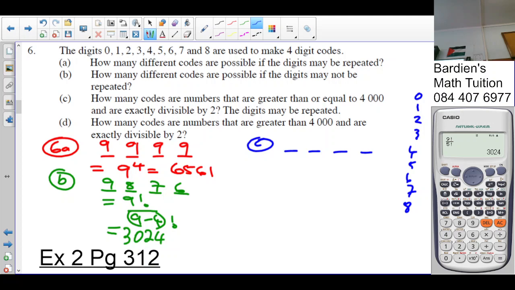Can the first number be 0? No. Can it be 1? No. 2? No. 3? No. So if the first number is 3, it's going to be 3,000 and something. If the first number is 0, it's going to be in the hundreds. If the first number is 1, it's going to be in the 1,000s. Does it make sense? So the first number can only be a 4, 5, 6, 7 or 8. So how many options do I have? 5 options.